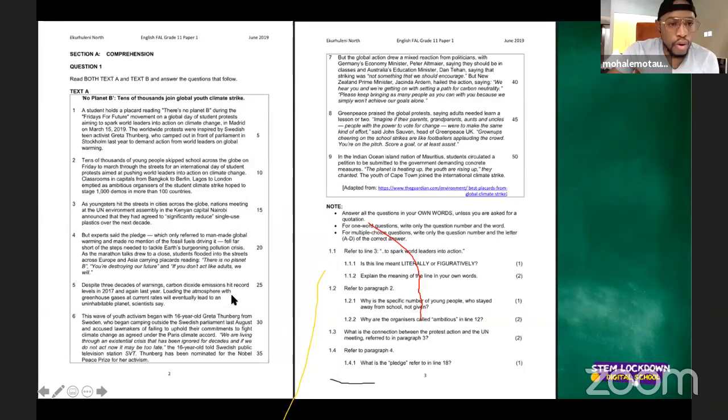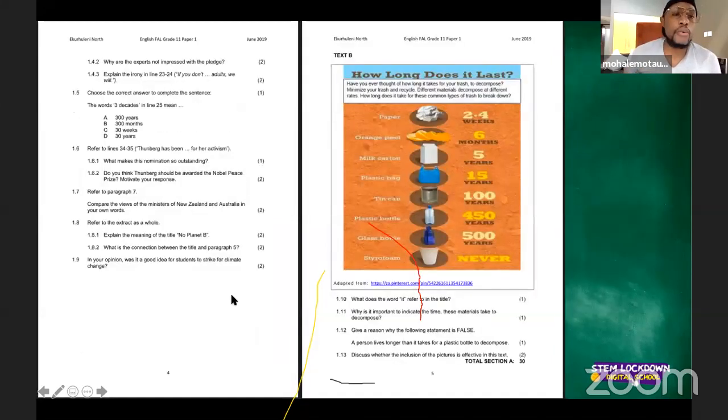They've asked for fossil fuels for reduced global warming. They've also asked for the pollution crisis to also be reduced. But they are not happy with this pledge because it is only addressing one point of this entire thing, which is the reduction of plastics over the next decade. That is question 1.4.2. Question 1.4.3, it says, explain the irony in line 23.